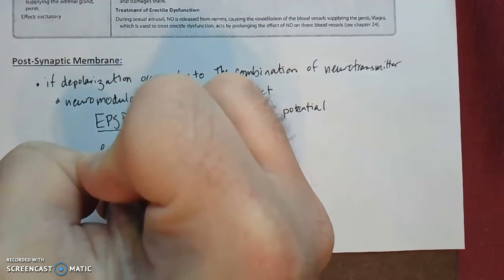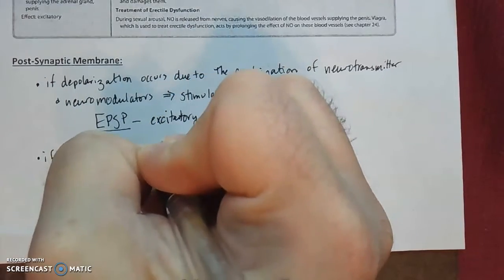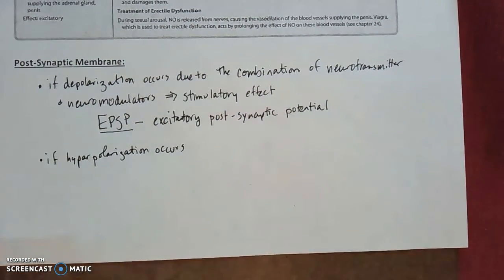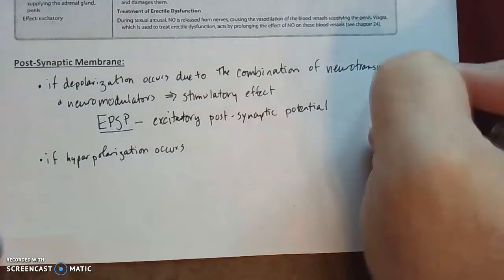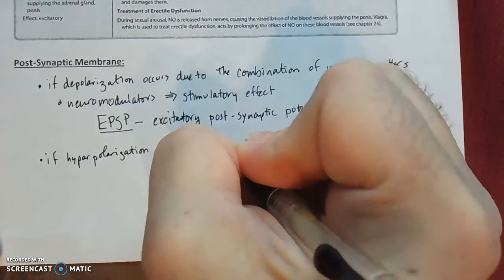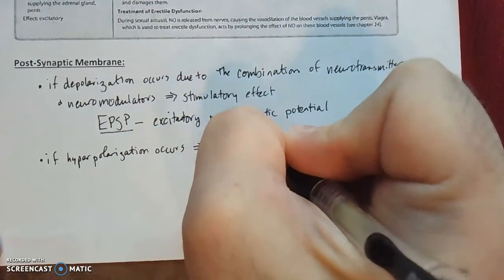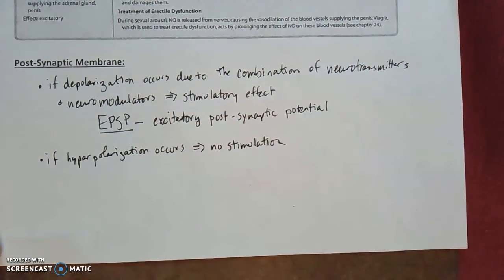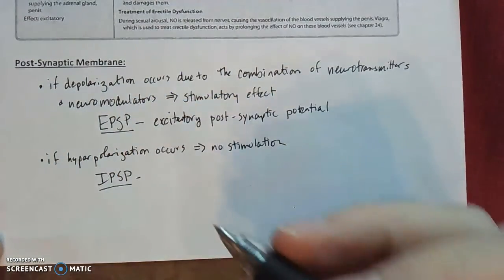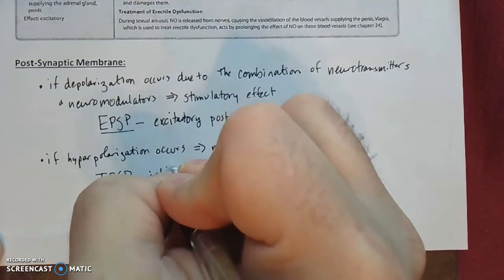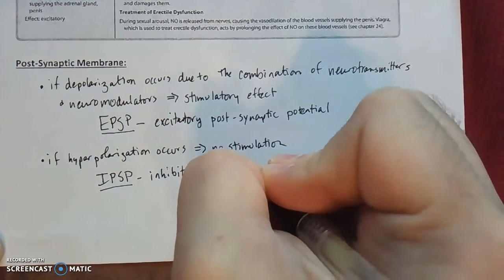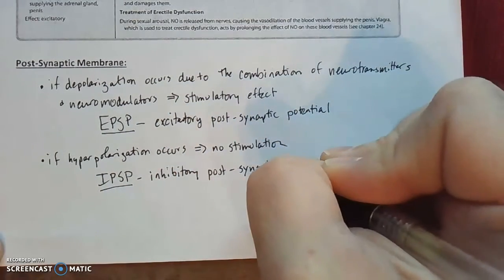If we have the opposite, hypopolarization occurs, so we do not depolarize, due to the combination of neurotransmitters and neuromodulators, but then we have no stimulation of the postsynaptic membrane, and it's called an IPSP, which stands for inhibitory postsynaptic potential.